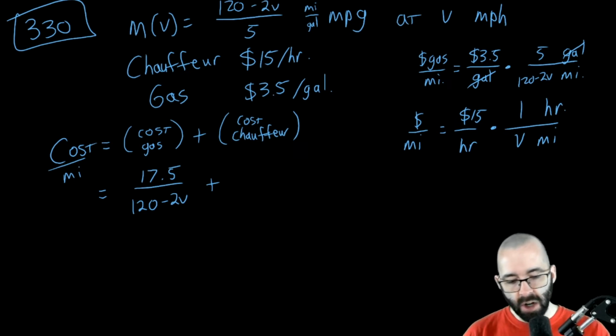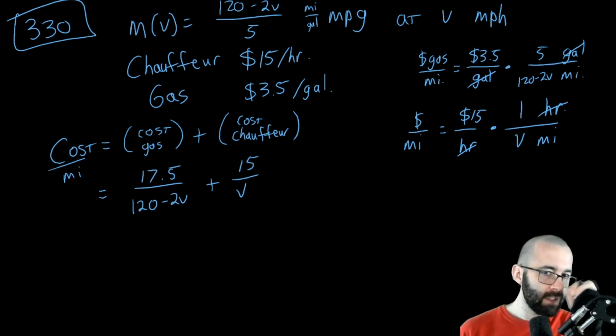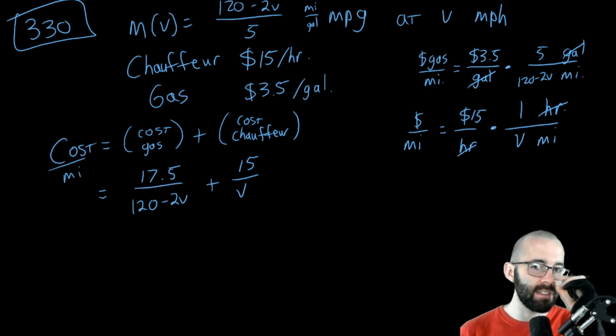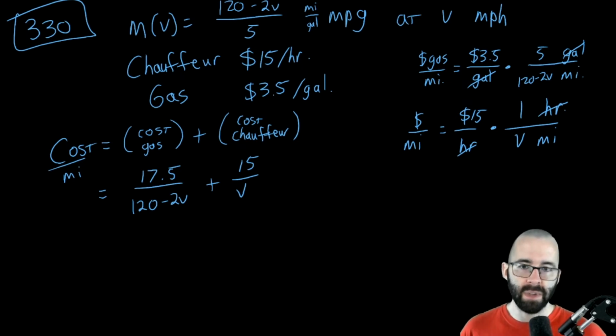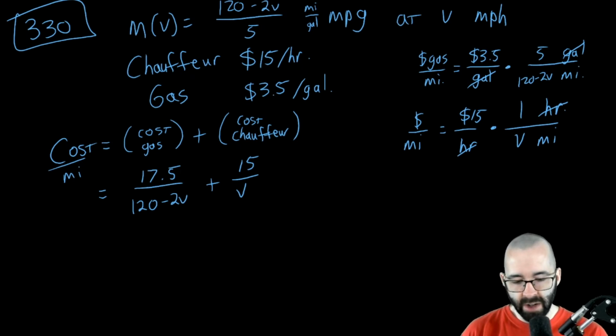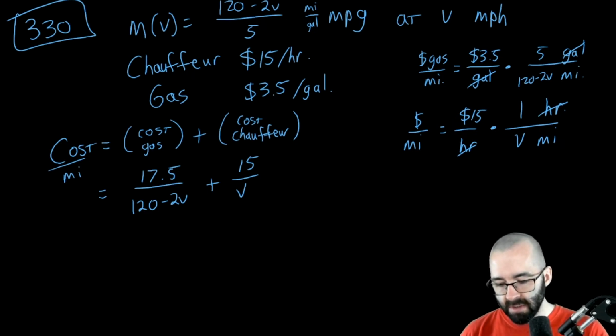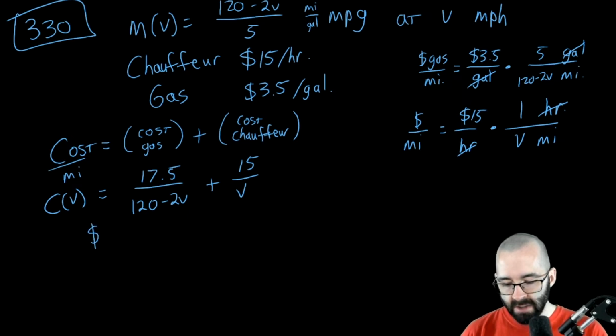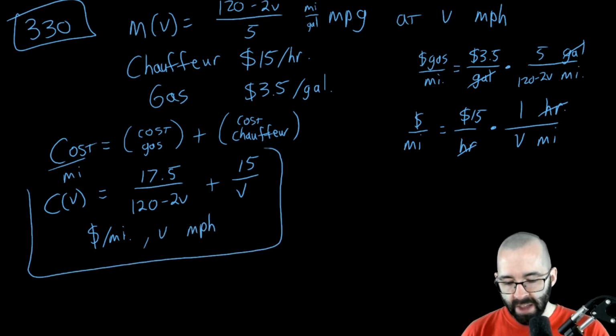Okay, so that's what we do to get that second cost. It's going to be plus 15, and again, the hours cancel, so $15 divided by V. I guess if V is 0, the cost is still infinite because we never get there, so I guess it's taken into account in the other place as opposed to here. So this is our cost function, C of V in dollars per mile, V in miles per hour. That is the answer to 330.